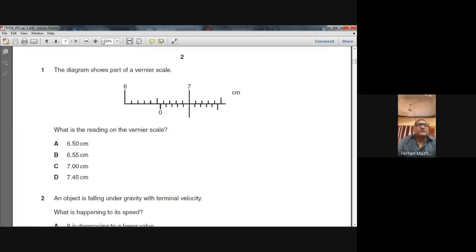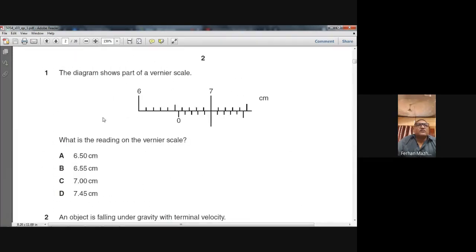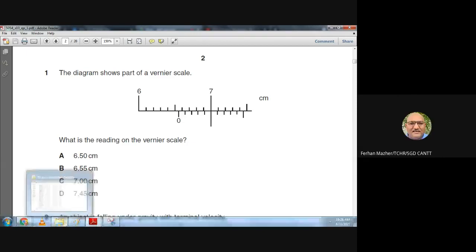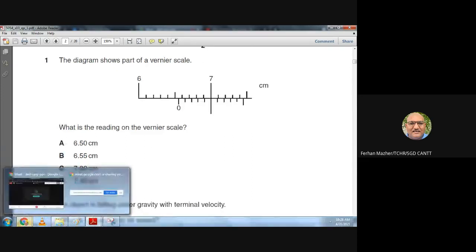So the first question which is showing on your screen is: the diagram shows part of a vernier scale. What is the reading on the vernier scale? First of all, I will check how much the zero of the vernier has crossed on the main scale. On the main scale, it has crossed 6.1, 6.2, 6.3, 6.4, 6.5. So 6.5 has been crossed. And on a rough page, I will note down 6.5. Let me show you how I do this.